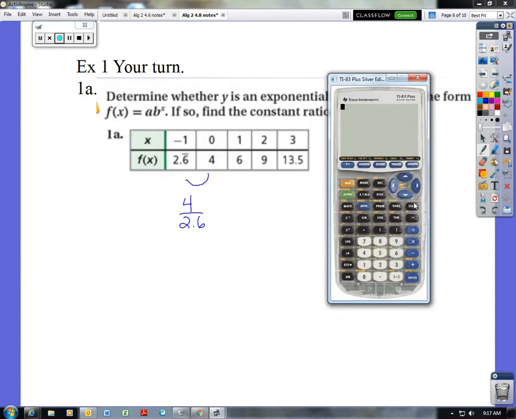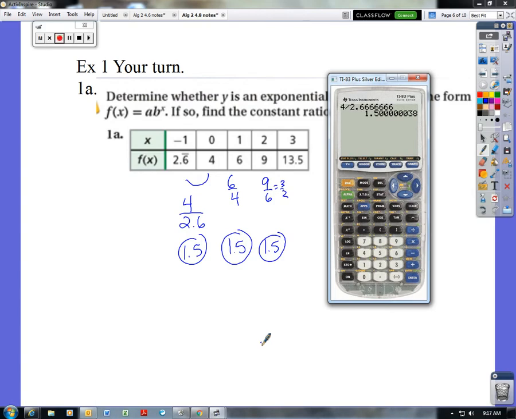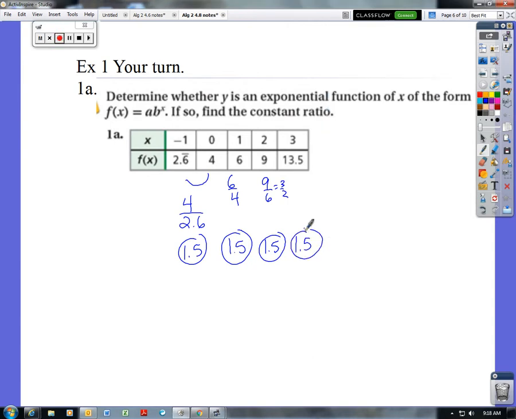Okay. Clear. 4 divided by 2.666666. It's about 1.5. Again, I'll circle these. 6 divided by 4, that's 3/2. That's also 1.5. 9 divided by 6, that's going to reduce down also to 3/2, also 1.5. And then we better double check and just make sure. This one is 13.5 divided by 9, which is also 1.5. So we've got ourselves an exponential function here.